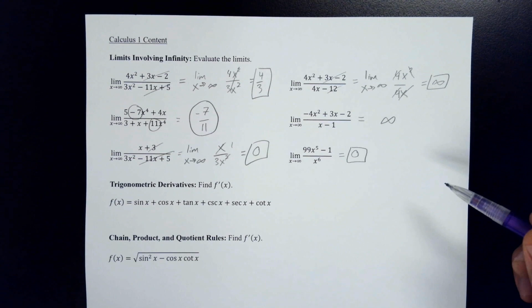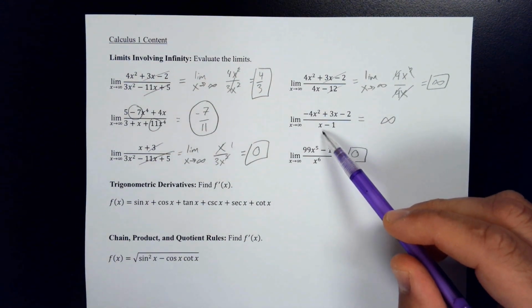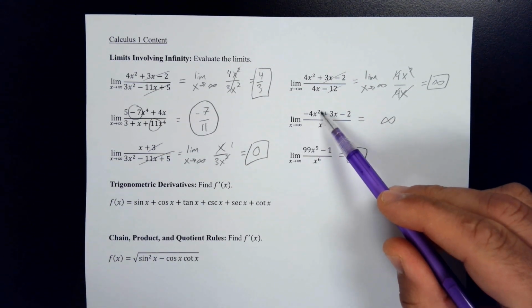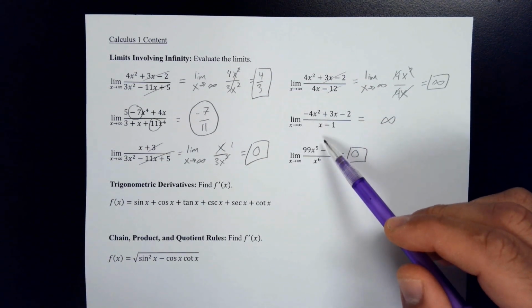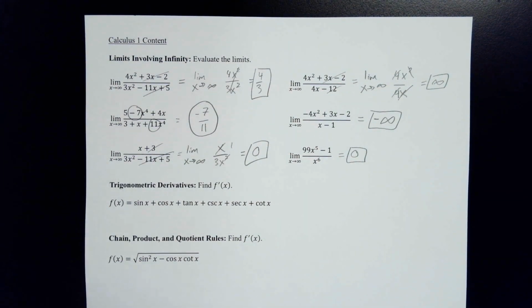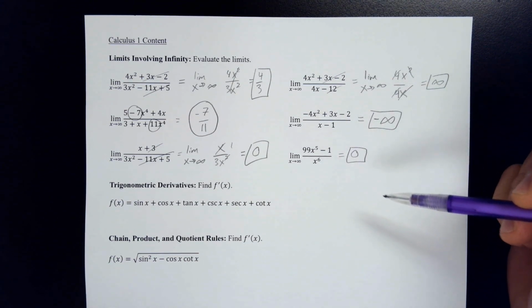And I need to know whether it's a plus or a minus. Well, if I plug in a very big positive number, this bottom number is positive. This top number is going to be a negative something squared. So that's going to be a very big negative number. And a negative number over a positive number is negative. So this is going to end up being negative infinity. So these type of limits of rational or rational-like functions as x approaches plus or minus infinity should be pretty quick.